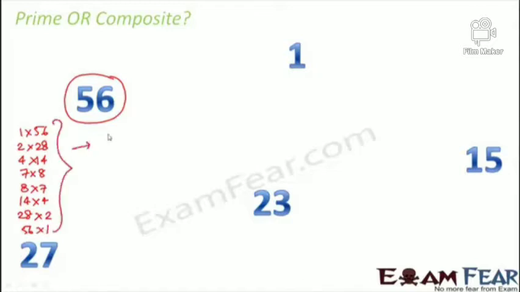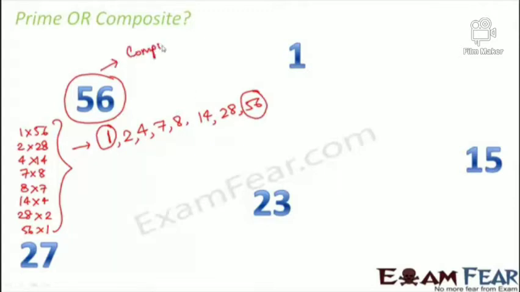So considering these, we can say that it has multiple factors. So how many factors does it have? 1, 2, 4, 7, 8, 14, 28 and 56. So it has 1 and the number itself. Besides that also it has so many factors. So it has more than 2 factors, therefore it is a composite number. Consider 1. Just now we discussed 1 and found that 1 is an exception. So it is neither prime nor composite.